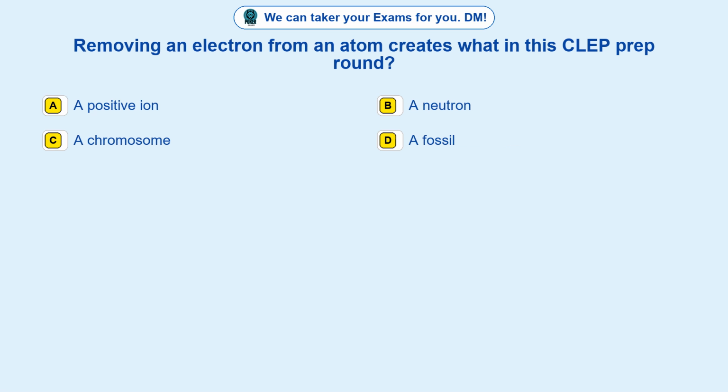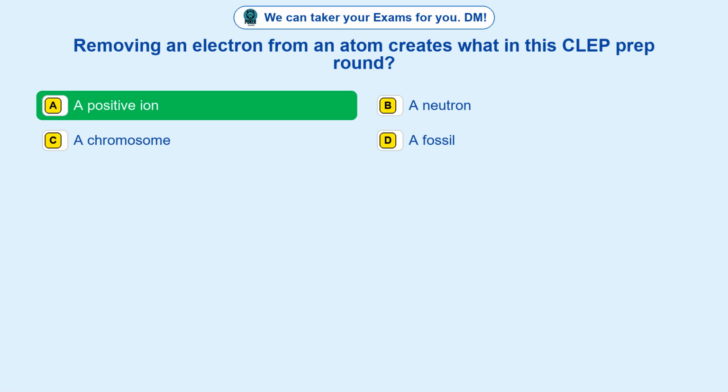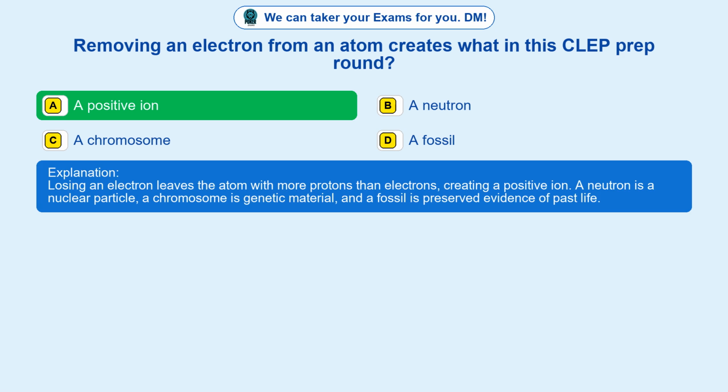Question 49. Removing an electron from an atom creates what in the CLEP prep round? Option A. A positive ion. Option B. A neutron. Option C. A chromosome. Option D. A fossil. The correct answer is option A. A positive ion. Losing an electron leaves the atom with more protons than electrons, creating a positive ion. A neutron is a nuclear particle, a chromosome is genetic material, and a fossil is preserved evidence of past life.